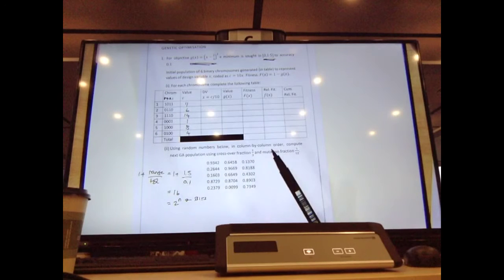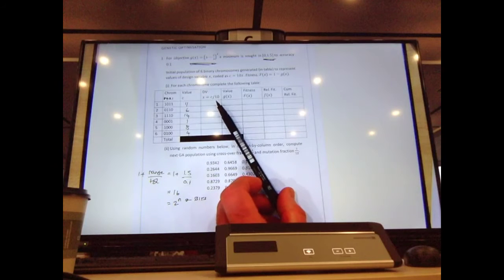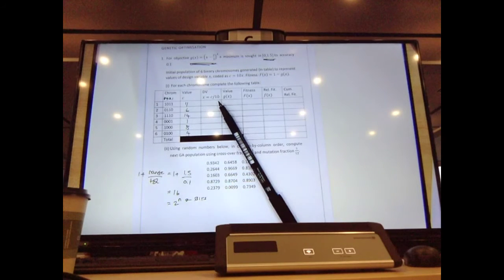The decode used is C over 10. So why is C over 10 a suitable decode? What is C over 10 going to deliver? Because remember, the binary strings are just coded representations of the design variable. So what is C over 10 going to deliver? Fitness. Yeah.